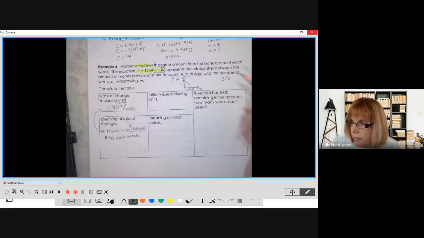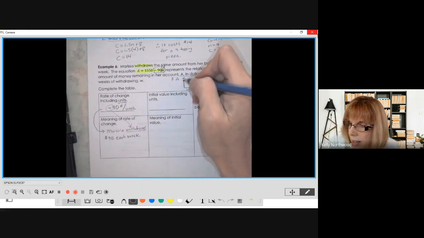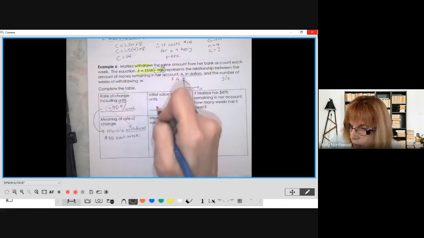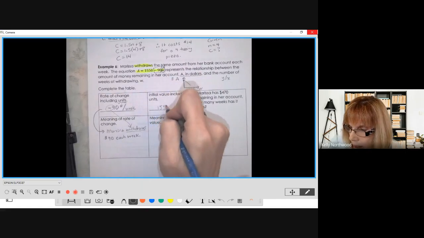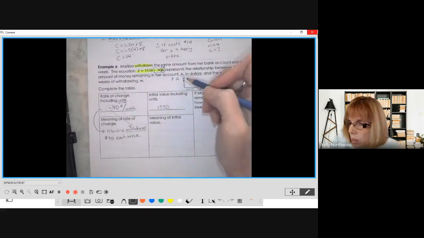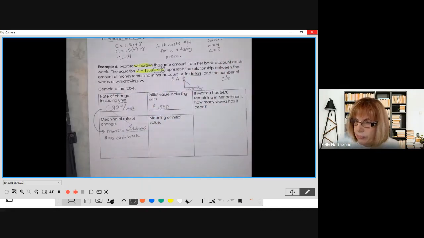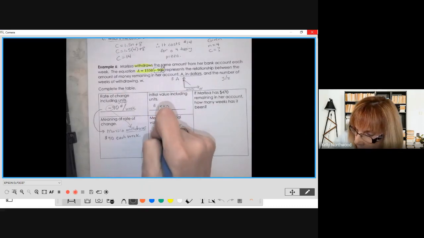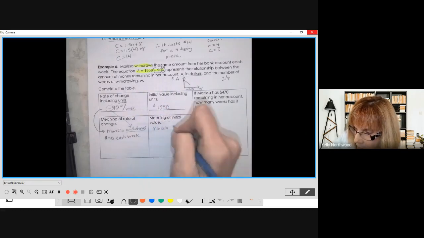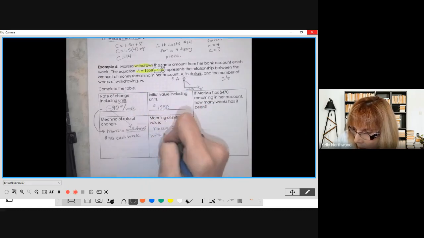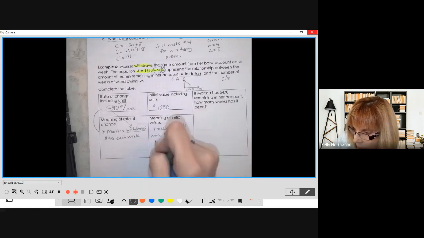Initial value, so we know on our graph that's going to be what we started at, and we know that in our equation it's the number that's not with a variable. So it's going to be 1,550, but we need units, and we know that the units for the vertical axis is dollars. So the meaning of the initial value is Marissa starts with $1,550 in her account.